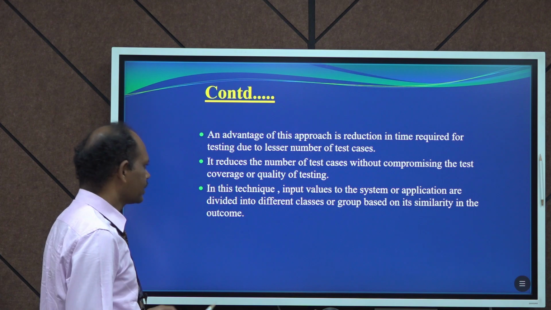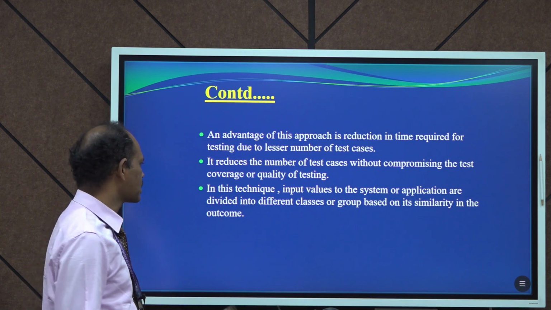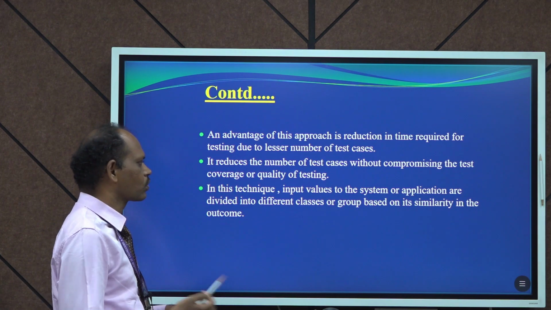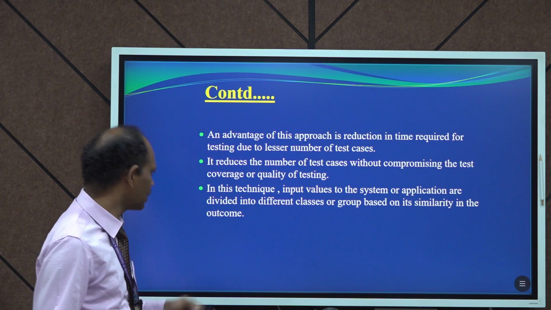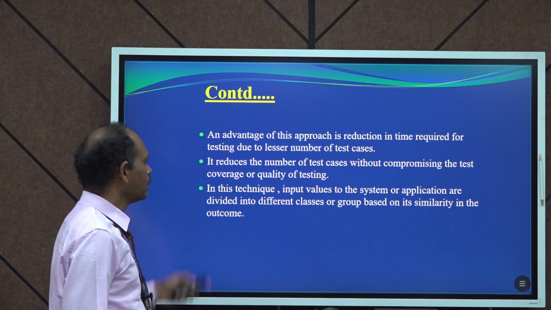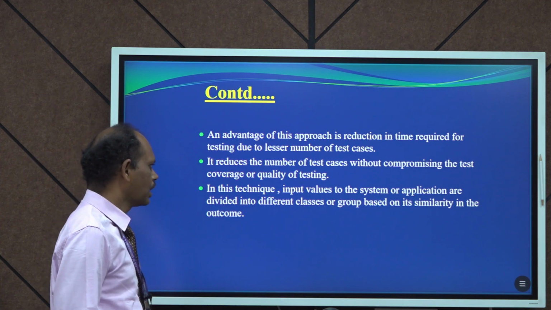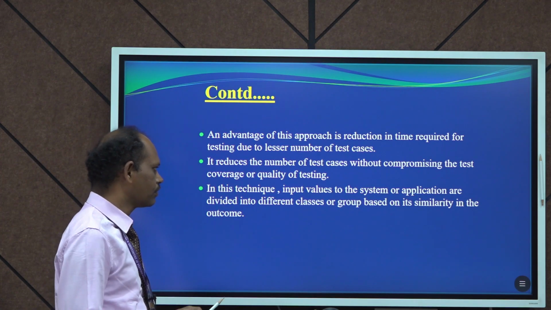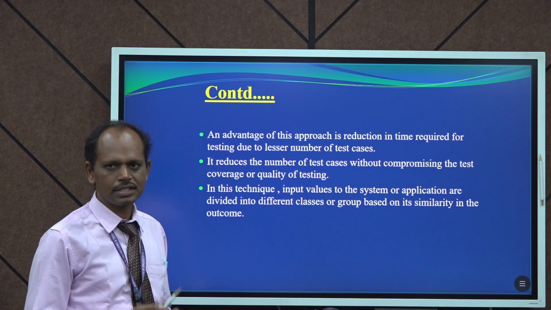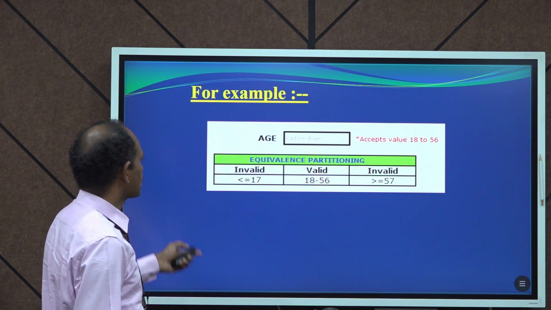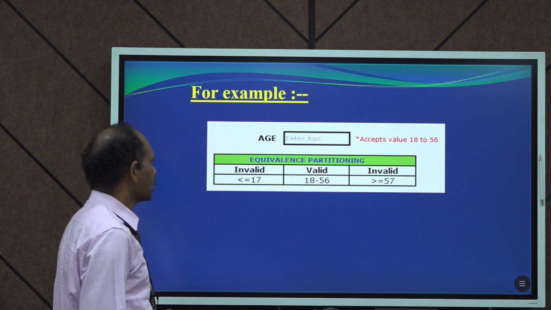In this technique, input values to the system or application are divided into different classes or groups based on the similarity in the outcome. This is the main important concept in equivalence partitioning. Based on the similarity, we have grouped the test cases, that is, the inputs. This is an example for equivalence partitioning.